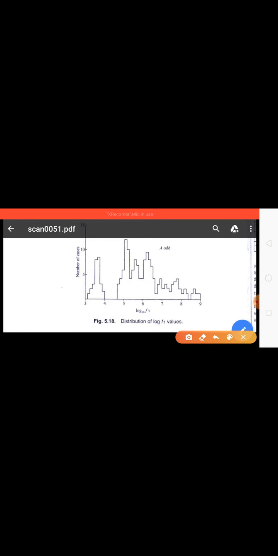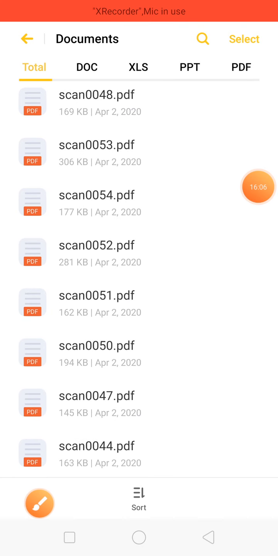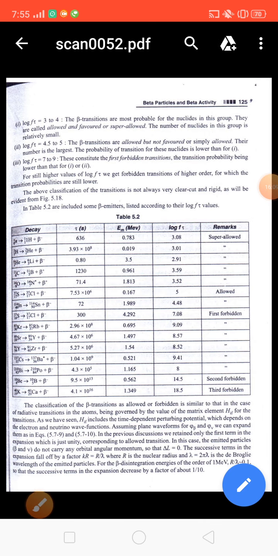Please draw a graph. I will explain it to you later. So, number of cases versus log of Ft. Distribution of log Ft values: 3 to 4, 5 to 6, 7, 8, 9. Okay, I will explain. Please draw this graph: 3 to 4, 5, 6, 7, 8, 9. So now let us move to the next slide.